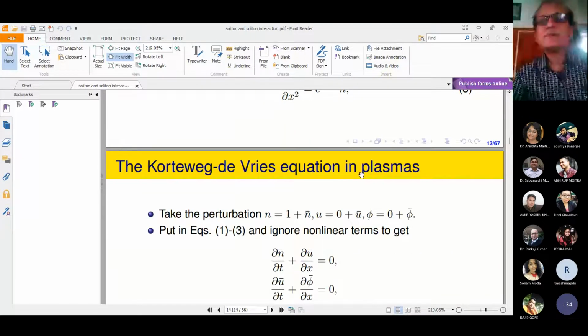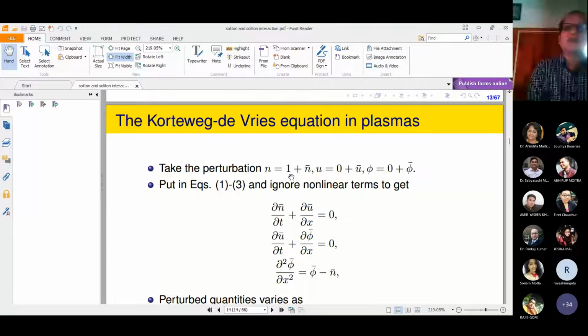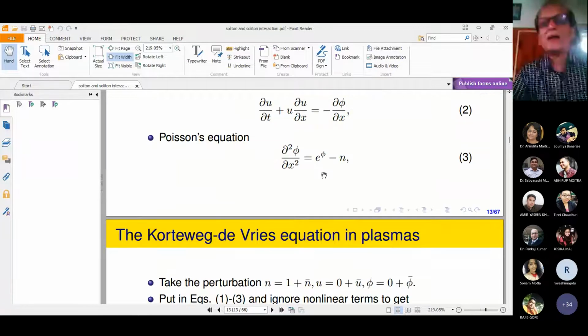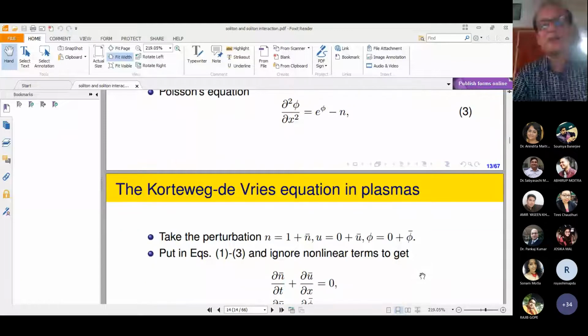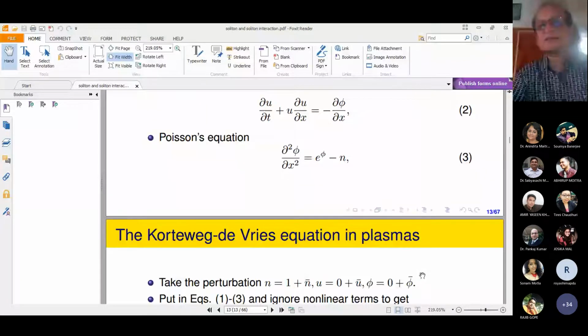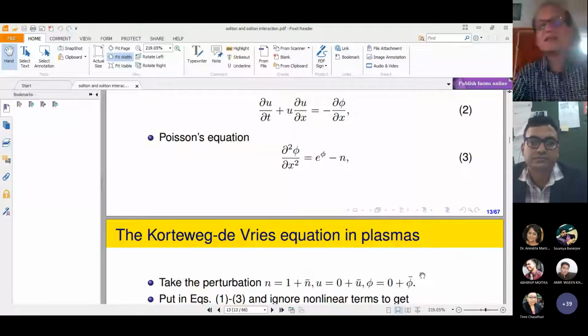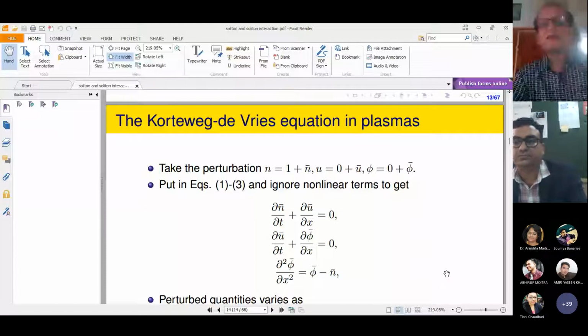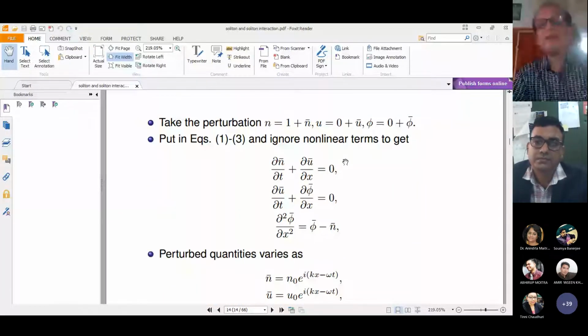So to do this, we consider this perturbation. Initially, we consider that all the charges are balanced, that is phi equal to 0 and n equal to 1. So there is no charge separation. But suddenly there is a change with the positive charge, that is n becomes 1 plus n bar. Accordingly, the velocity becomes u bar and phi becomes phi bar. These are small: n bar, u bar and phi bar. And if we replace n, u, and phi by these, then naturally we get a set of three linear equations.